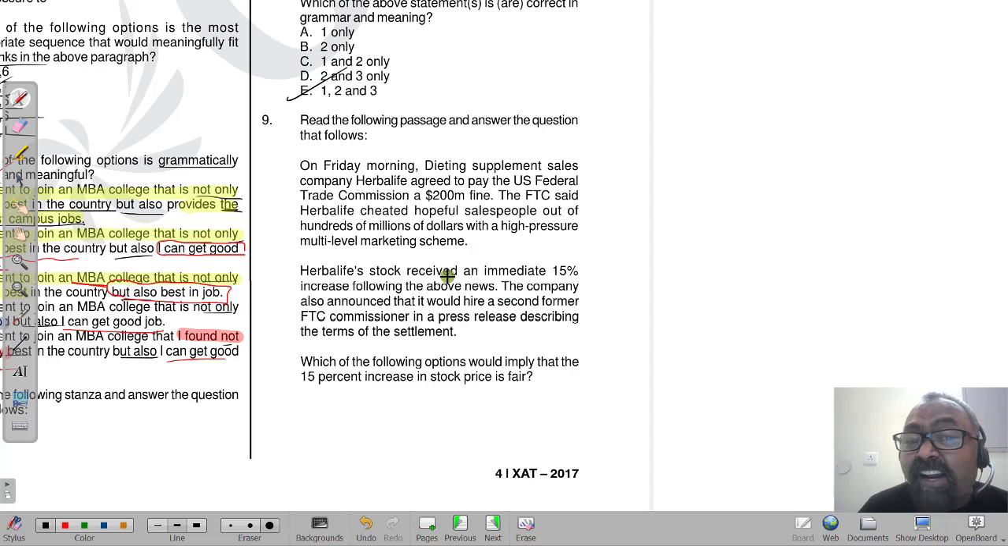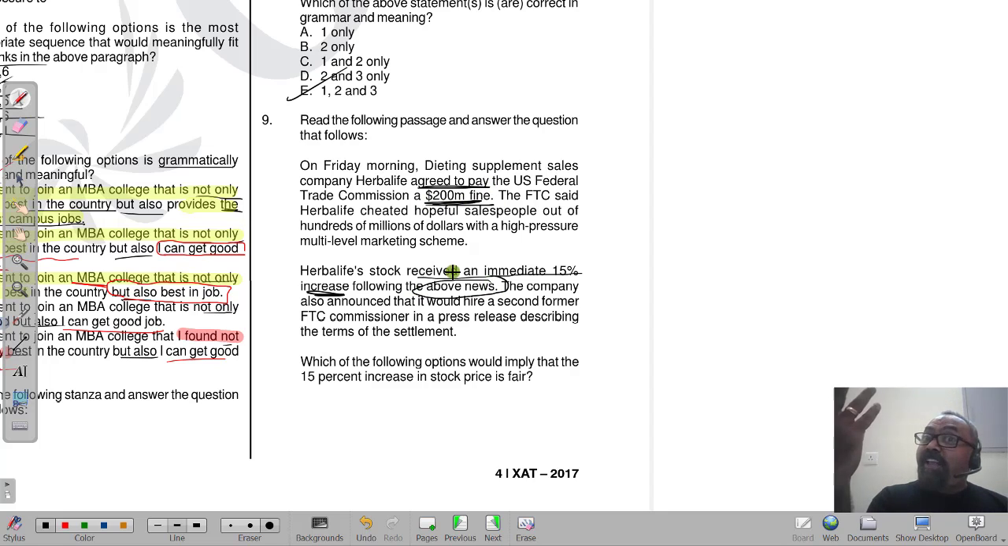What is interesting is that the stock received an immediate increase. They agreed to pay a fine, and following the news, the stock increased.